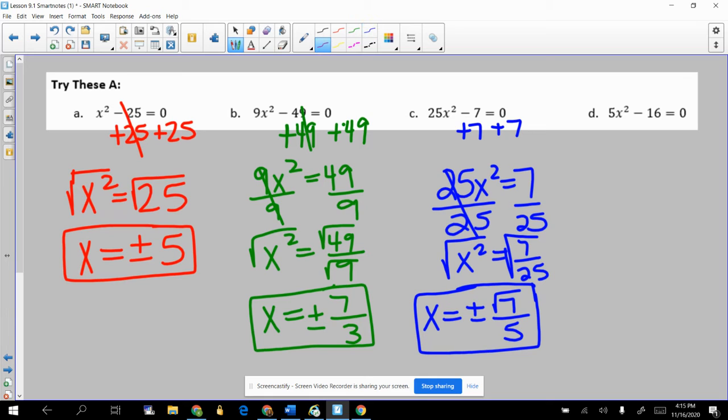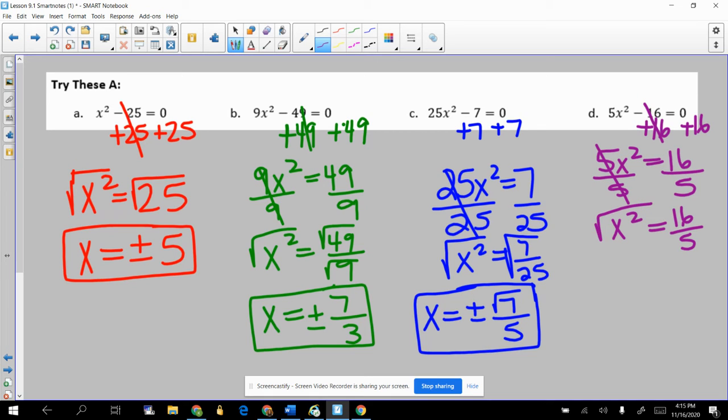All right, and last one here. First of all, we would add over the 16. So notice all of these steps are pretty similar to start out. So that would be 5x squared equals 16. I'm going to divide by 5 to get that x squared by itself. And I'm left with x squared equals 16 over 5.